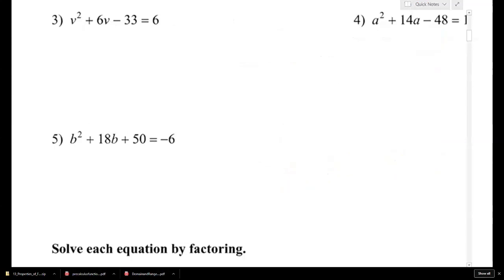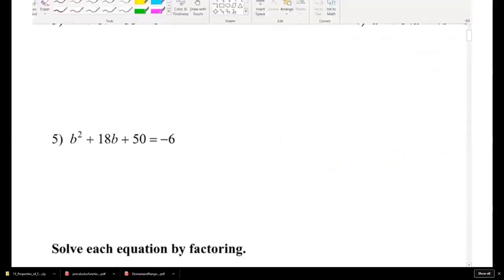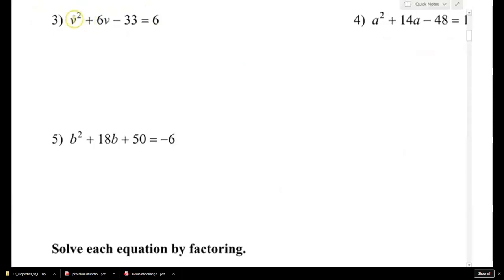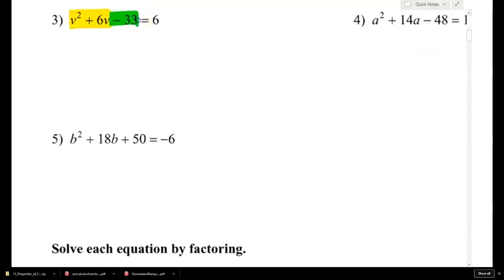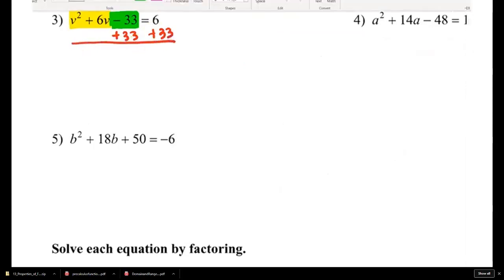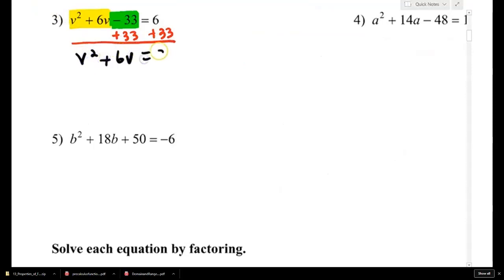Number 3, we're going to solve by completing the square. Once again, I want to have the variables on one side. So what I'm going to have to do is address that negative 33. I'm going to add 33 to both sides. And then what I get is v squared plus 6v equals 39.